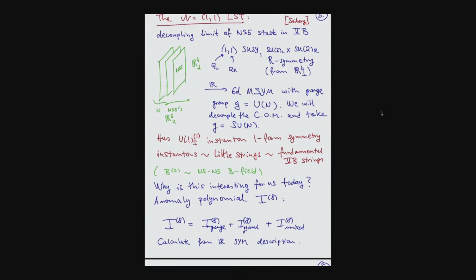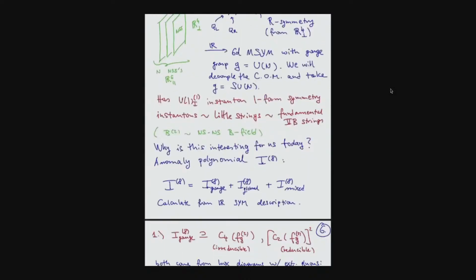Okay, good. So I already told you that any 6D gauge theory has a U(1) instanton one-form symmetry, and so does this theory. And in this theory, the instantons are literally the little strings. They are literally the infrared manifestation of the little strings in the theory, the heavy little strings. And of course, after the decoupling limit, those are the ones that come from the fundamental type IIB strings. And you can think of the source B_2 that we turned on for our instanton density as the decoupling limit of the NS B-field.